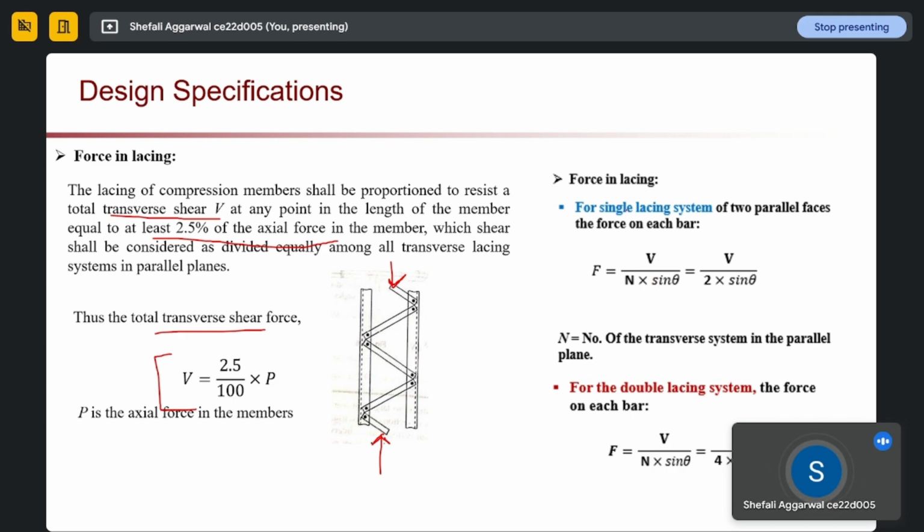If we have a single lacing system, the force on each bar is given by shear force divided by number of transverse systems into sine theta. Theta is our angle of lacing. And when it comes to the double lacing system, this n, the number of transverse systems, will become 4 instead of 2. Okay.